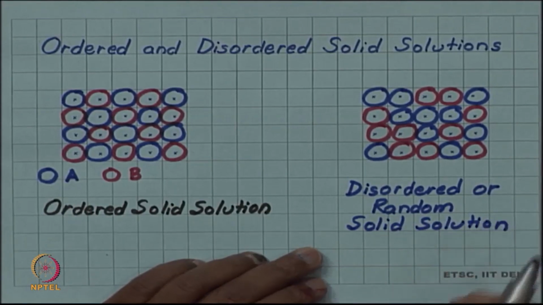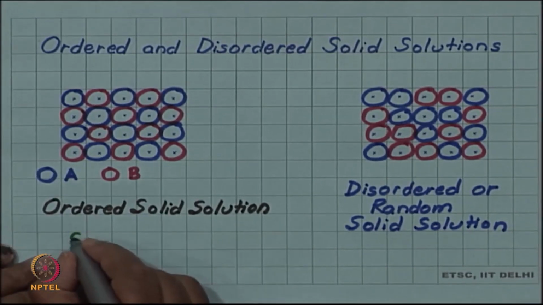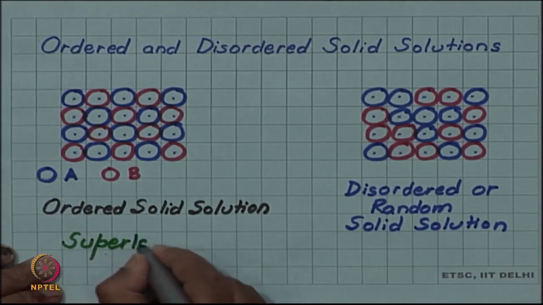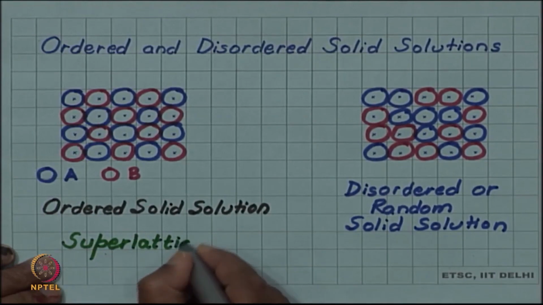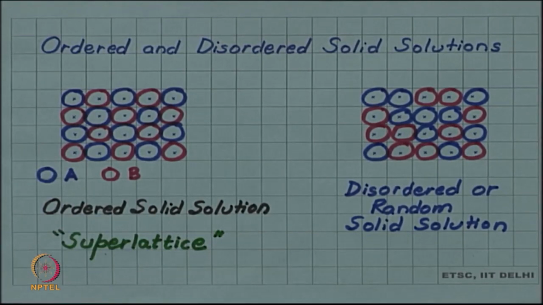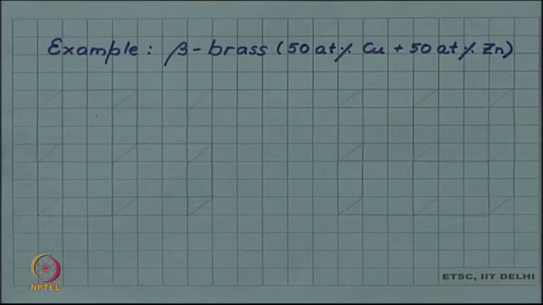solid solution. Ordered solid solutions sometimes are given a special name; they are also known as superlattices. Another name for ordered solid solution. That was a 2D cartoon example. Let us look at a real example of ordered and disordered solid solution.